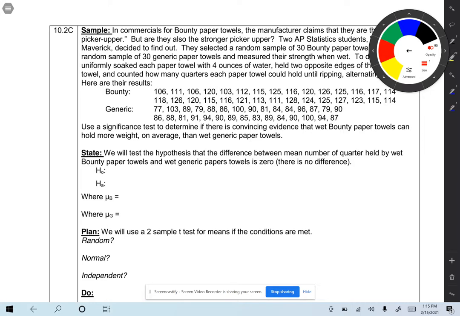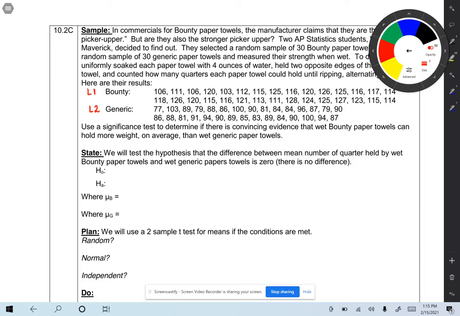To do this, they uniformly soaked each paper towel with 4 ounces of water, held two opposite edges of the paper towel, and counted how many quarters each paper towel could hold until ripping, alternating brands. Here are the results. So you have 30 results from Bounty and 30 for the generic. And so what I did was I entered Bounty in list 1 under Stats Edit, and then I did generic under list 2. Now, looking just at the numbers, it looks like Bounty has larger numbers, but are they really the stronger picker-upper?